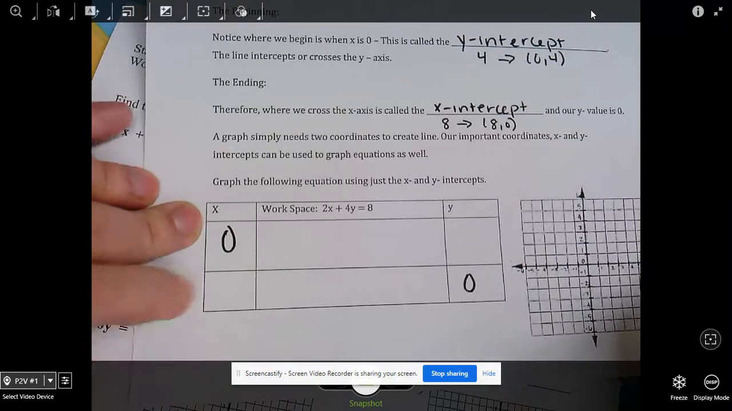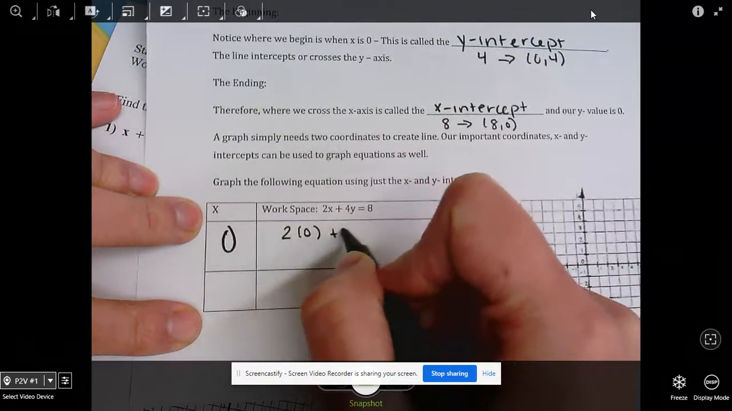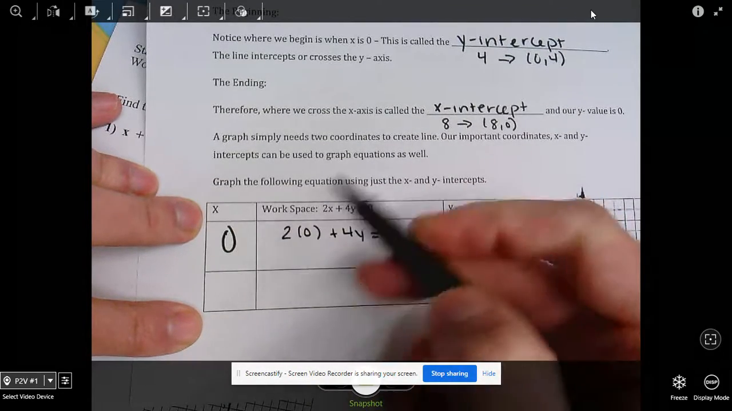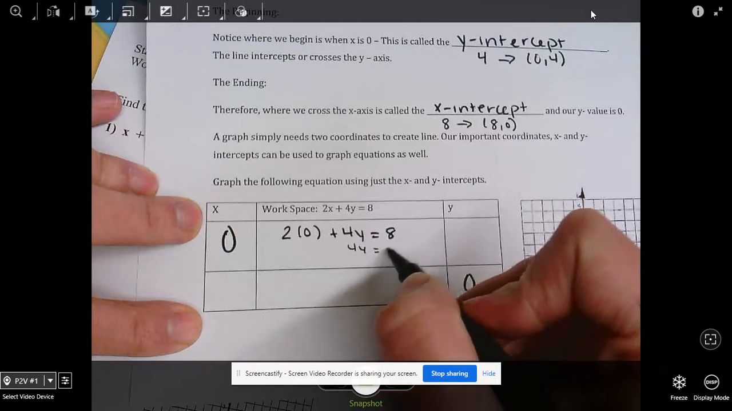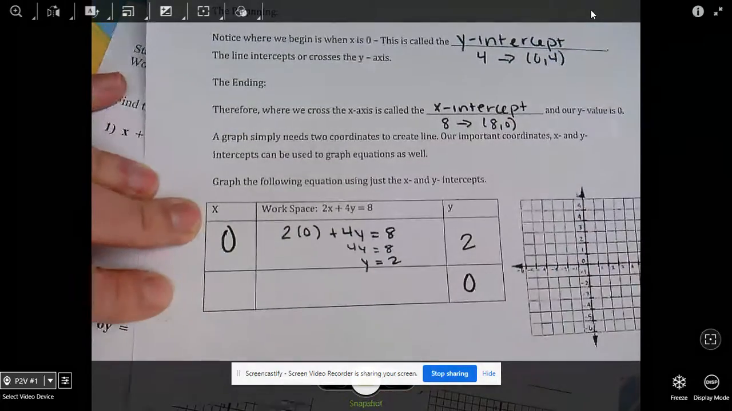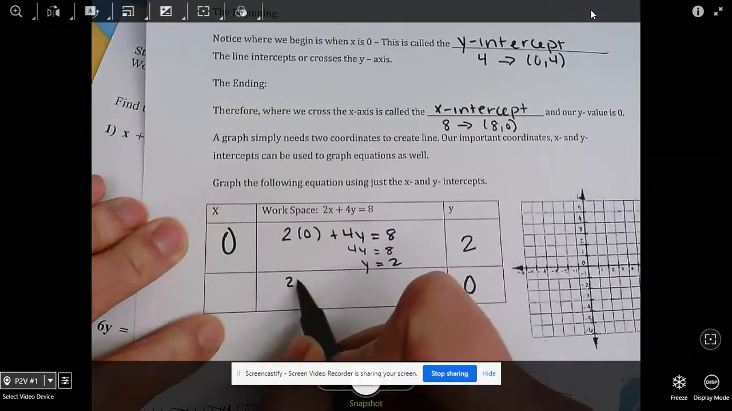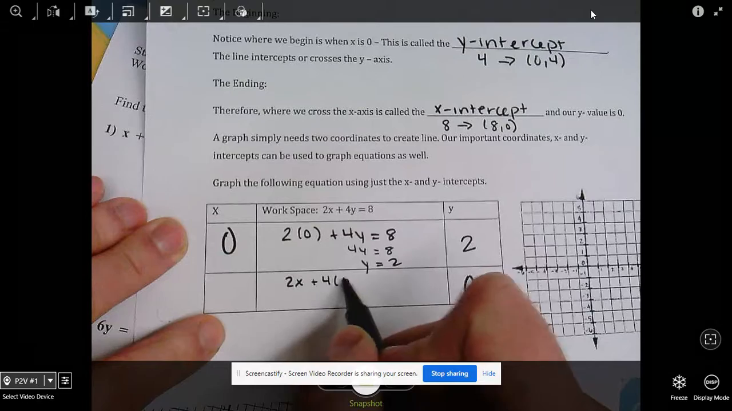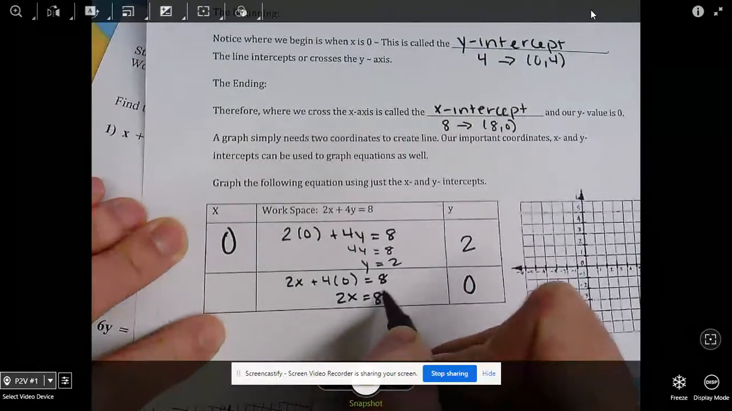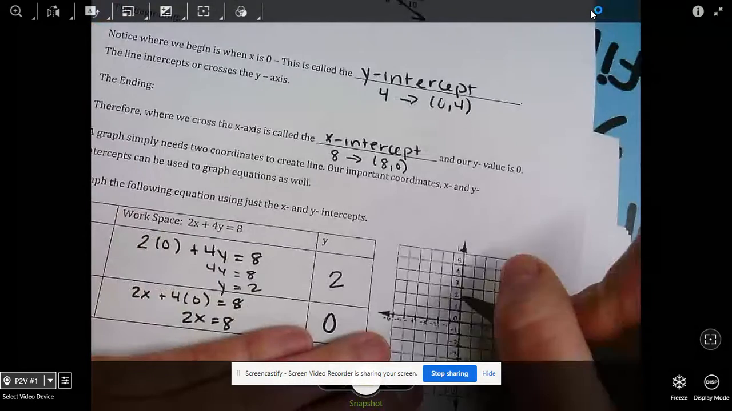Okay, so if I put 0 in for x, it's going to be completely removed, and we're going to get 4y equals 8. Therefore, y equals 2. So we have one coordinate. For our other coordinate, we're going to substitute in for y, and that is our other intercept. So x is 4. So our two coordinates are 0, 2, and 4, 0.